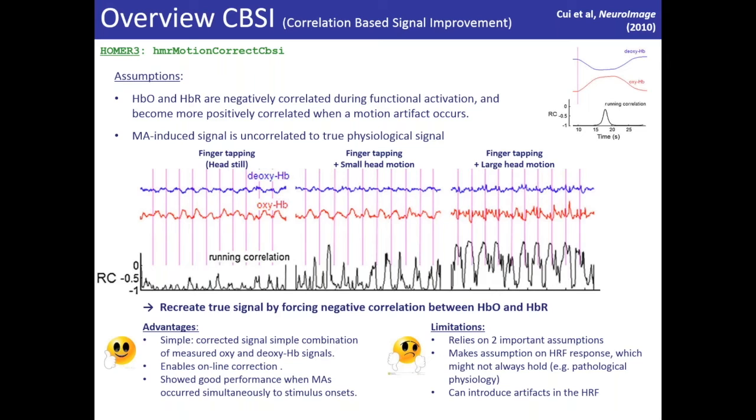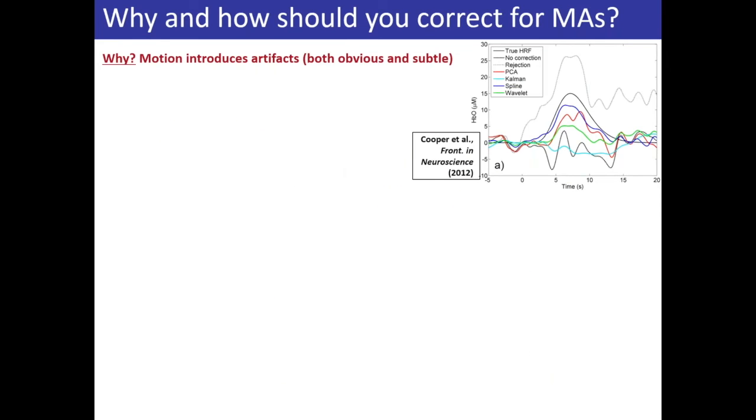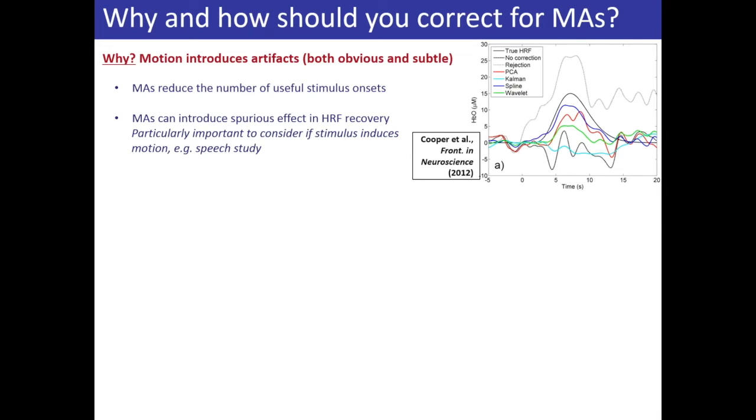Okay, so I think I have 2 more slides on the motion artifact part. Why do we care about correcting for motion artifacts? Of course, we know it by now. It can reduce the number of usable stimulus onsets, and also can introduce spurious effects in hemodynamic response recovery.